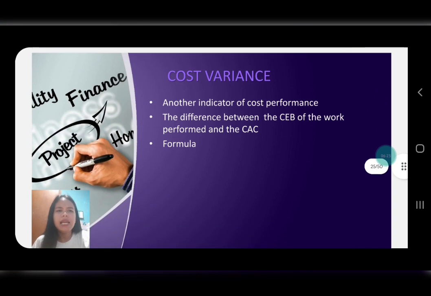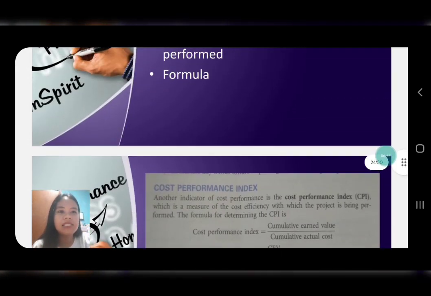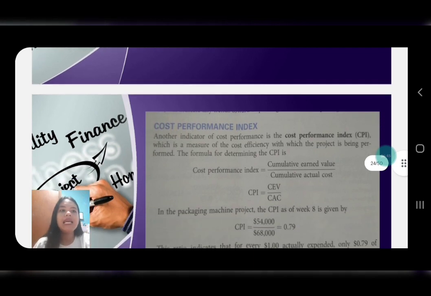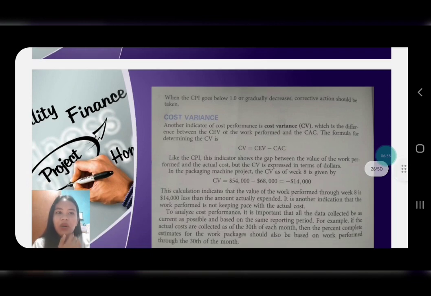Next, we need to discuss the cost variance. It is another indicator of cost performance, the difference between the CEV of the work performed and the CAC. It's also a formula. The difference between cost variance and the CPI, or cost performance index, is that for the CPI our CEV is divided by our CAC, while for the CV, or cost variance, our CAC is subtracted from our CEV.